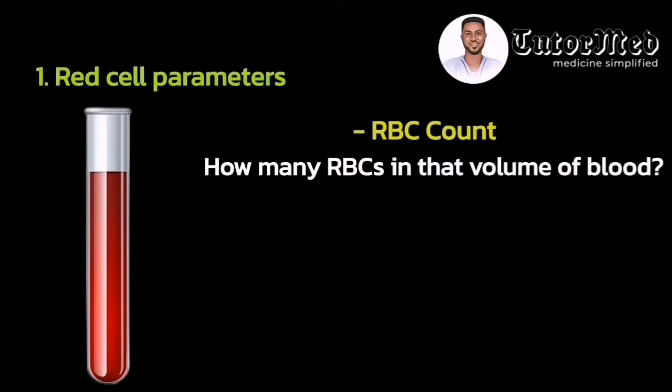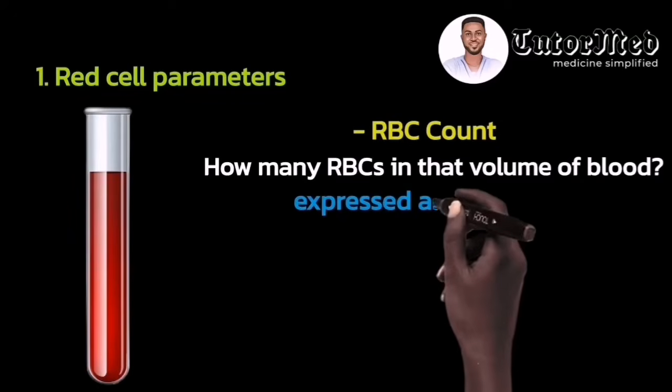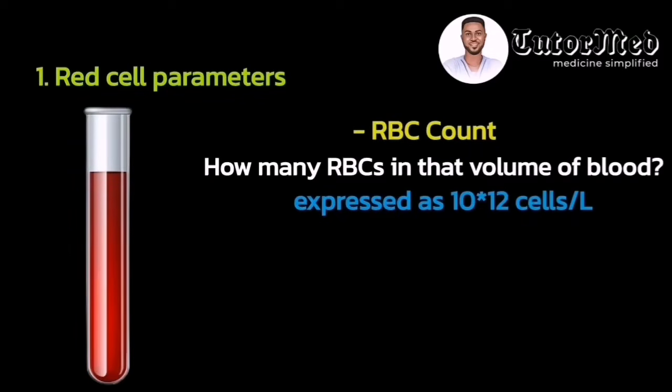It does so by counting the number of cells and expresses it as 10 to the power 12 red blood cells per liter. So for example, we can have a patient's red blood cell count as 3.0 times 10 to the power 12 cells per liter.